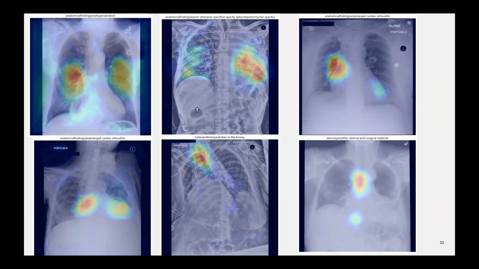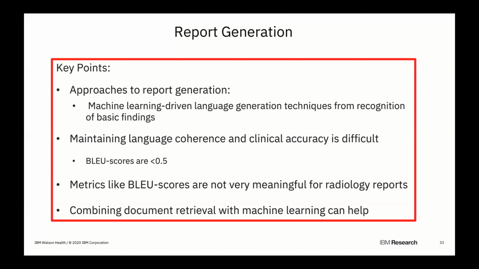Now, in the latest work, we have tried to improve this to actually guarantee that you're looking in the right place, and that'll be some upcoming work from our team. So now we turn to the last task, which is to do the report generation.